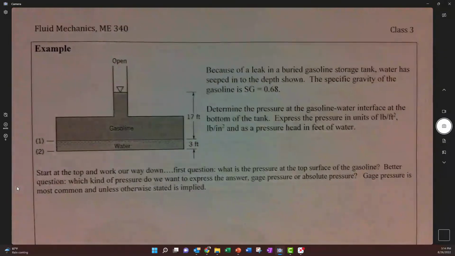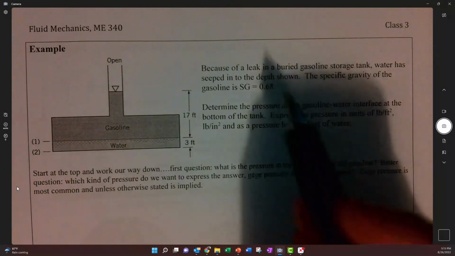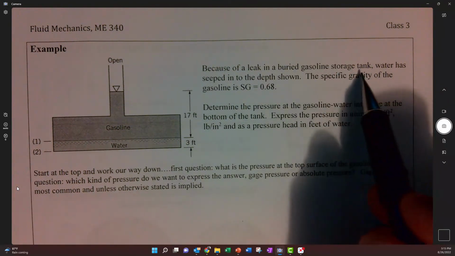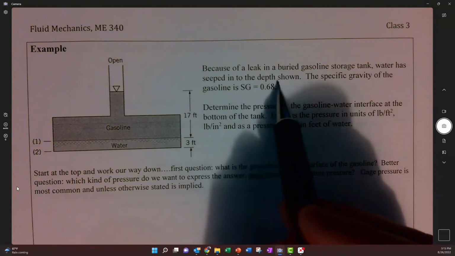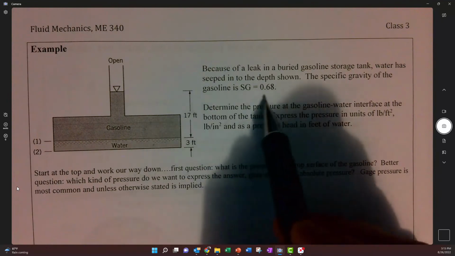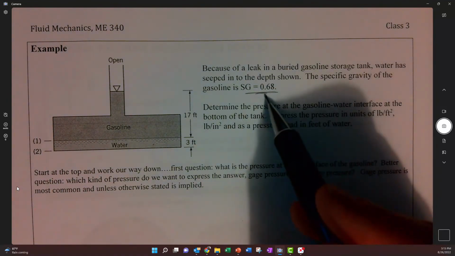Let's see. Let me put it back on here. All right, so in here, we're trying to use some of this idea before we get into manometers and pressure measurement. So there's a leak in a buried gasoline storage tank, and water seeped into the tank, and it settles to the bottom because gasoline has a specific gravity. At least this gasoline has a specific gravity of 0.68.